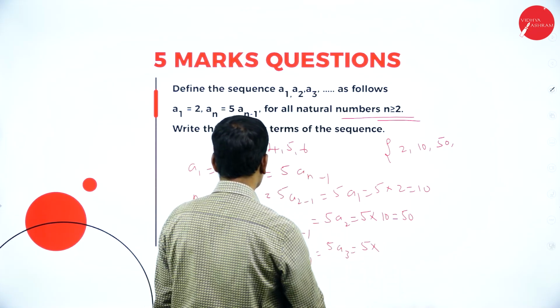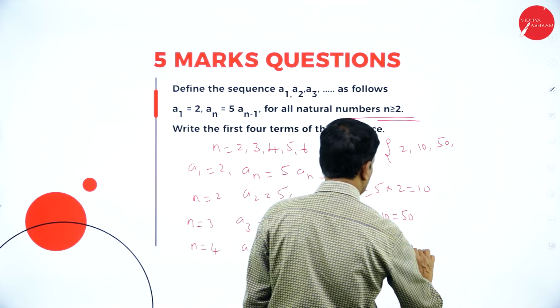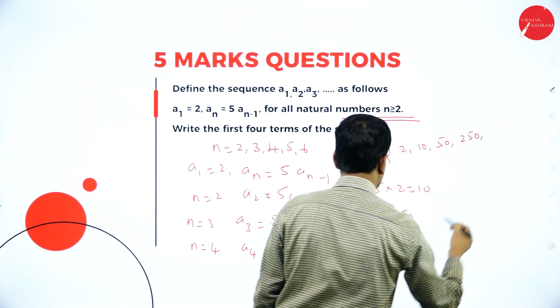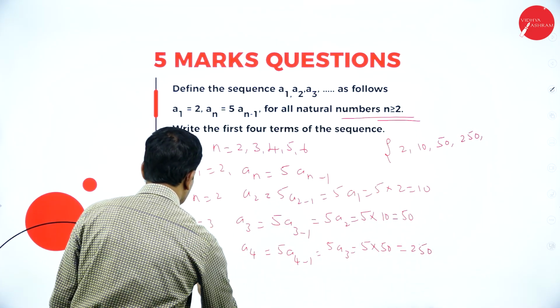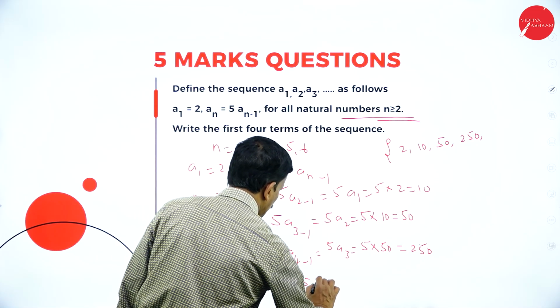5 into a3. What is a3? a3 is equal to 50. 5 5s are 25, this is equal to 250. Right. Now, if you take n is equal to 5, then a5 is equal to 5a5 minus 1.